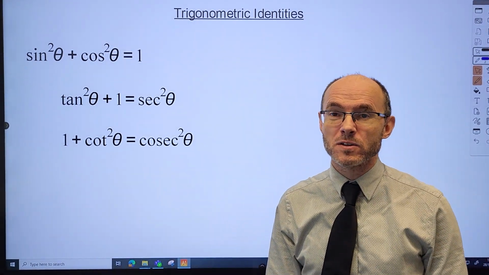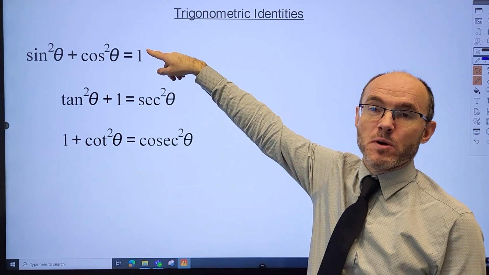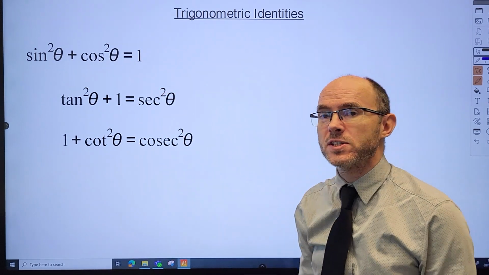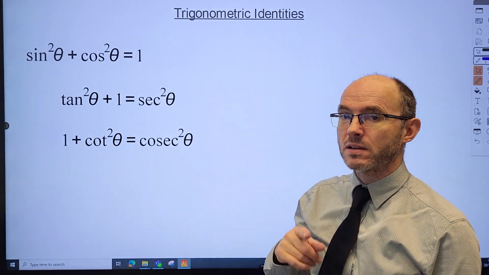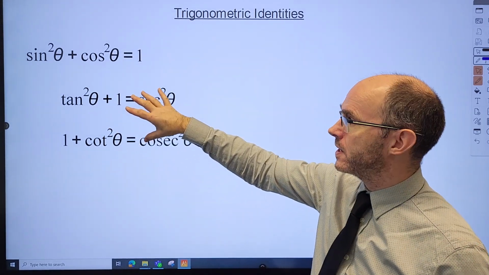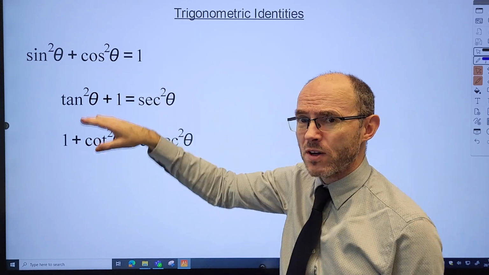Right, today in this video I'm going to talk to you about these three identities here. So this one you've met already, probably in year 12: sine squared theta plus cos squared theta equals 1. But in year 13, when you're introduced to sec, cosec and cot, there's two more identities that come with it. You need to be able to know how to derive those as well from the first one. And it's actually rather simple.